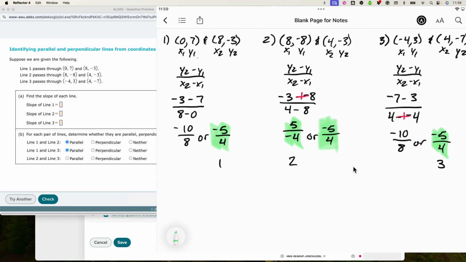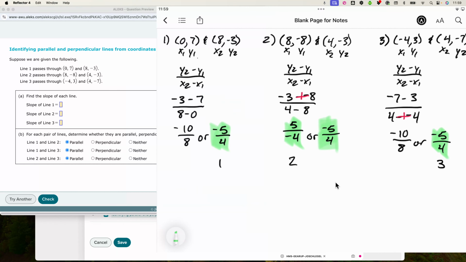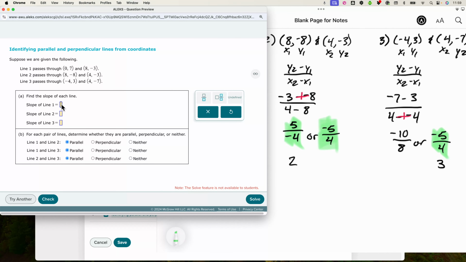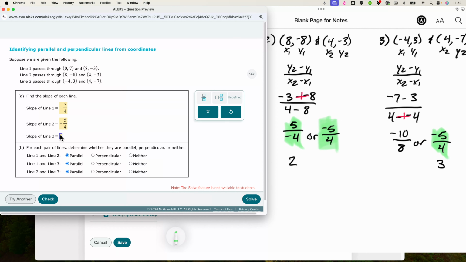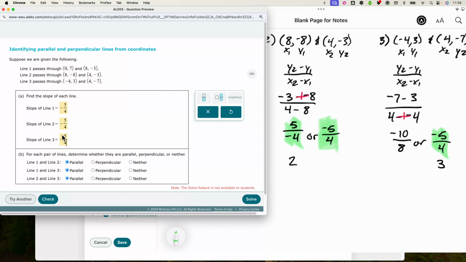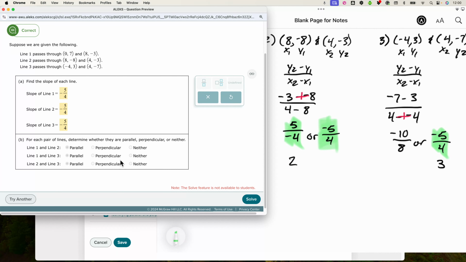Line 1 and 2 are parallel. It did not look like it before I fixed that negative sign. So we're going to have to be very careful about simplifying our fractions and making sure that we move the negative to the numerator. Line 2 and line 3 are also parallel because their slopes are exactly the same. So for all three of these, I will put -5 over 4. And then check. Let's see, I am correct, so that looks good.